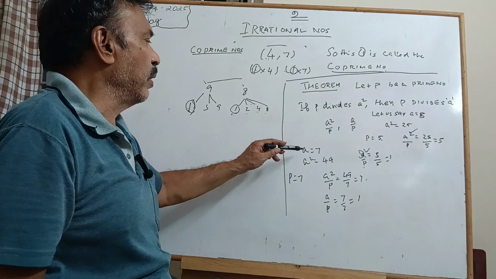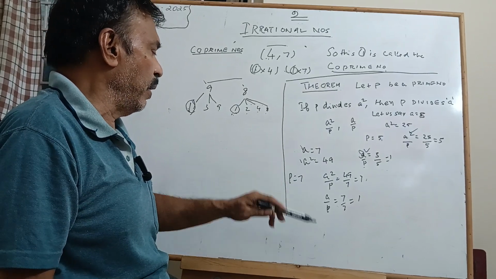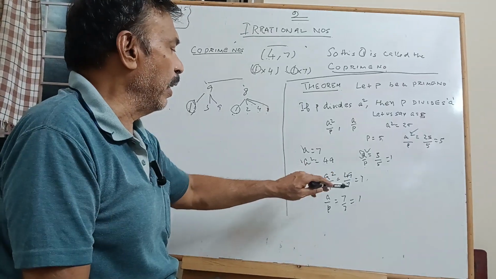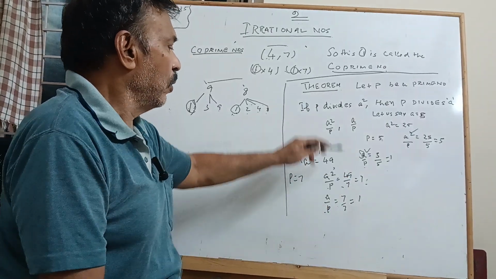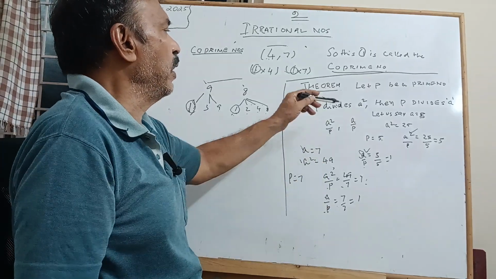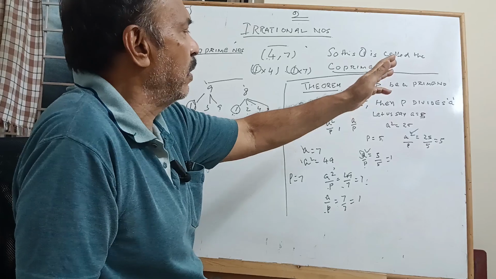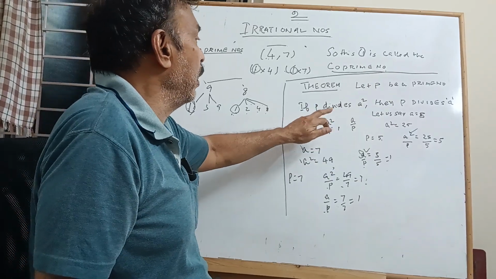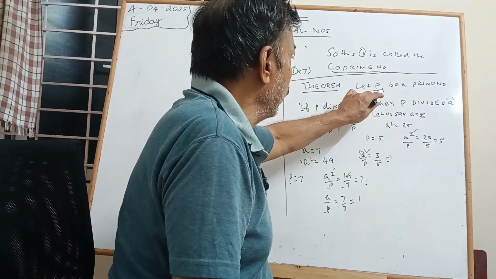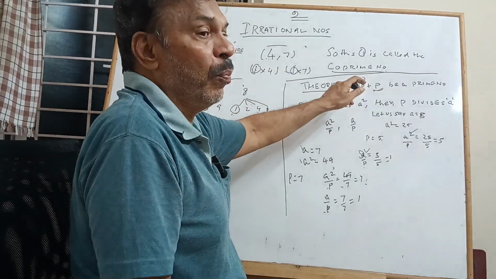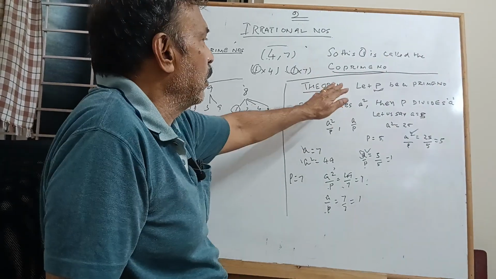The same way here, A is 7. So A square is 49, and P is 7. P divides 49, and P divides A, which is 7. So this is a theorem. What it says: if P divides A square, then P divides A. And P should be a prime number. You understand? P should not be a composite number. This is more important. This is what the theorem says.